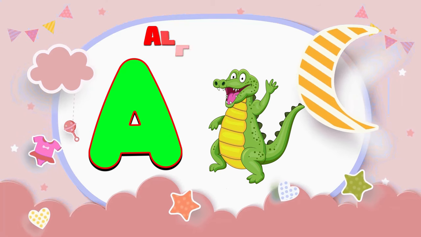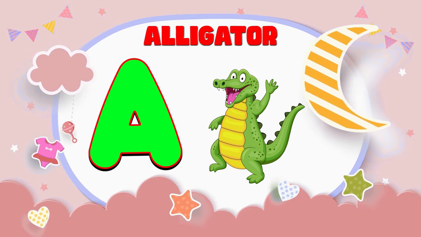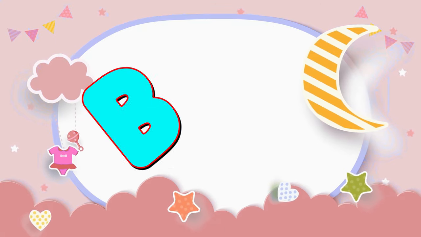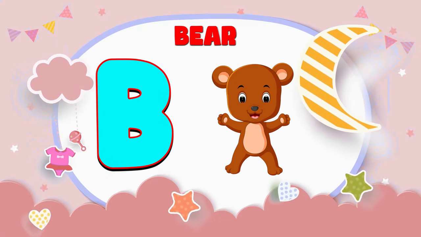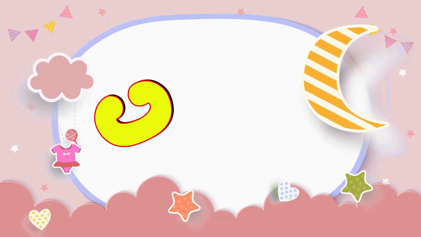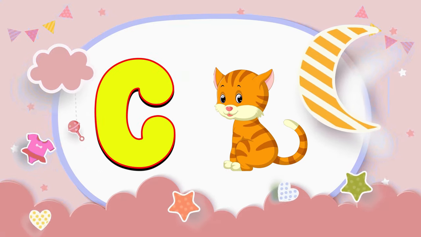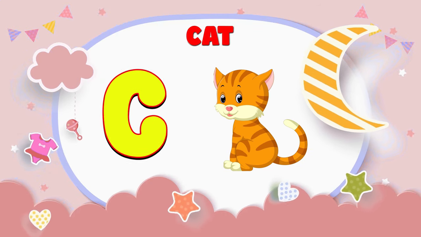A is for alligator. A, a, alligator. B is for bear. B, b, bear. C is for cat. C, c, cat. D is for duck.